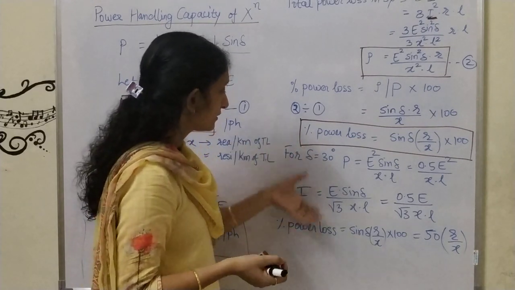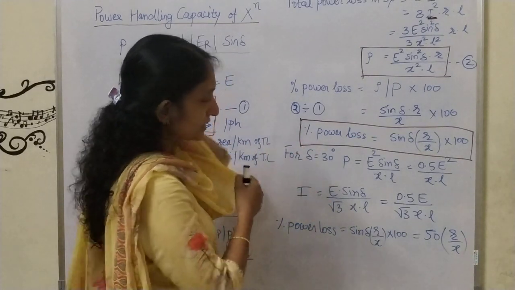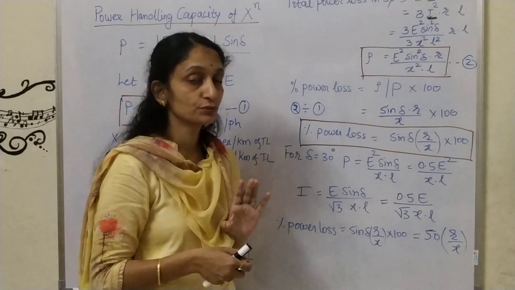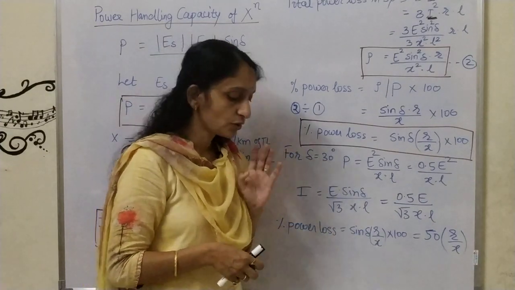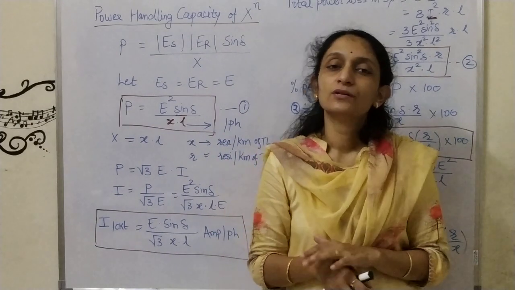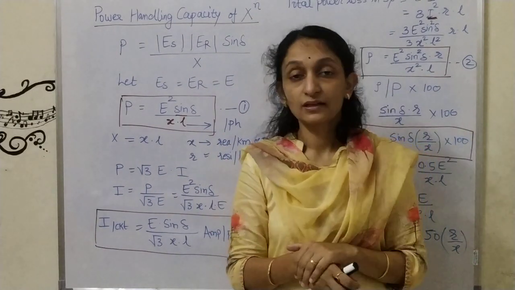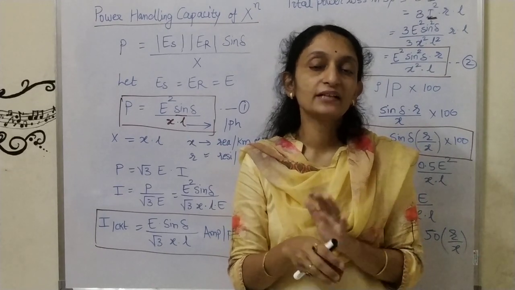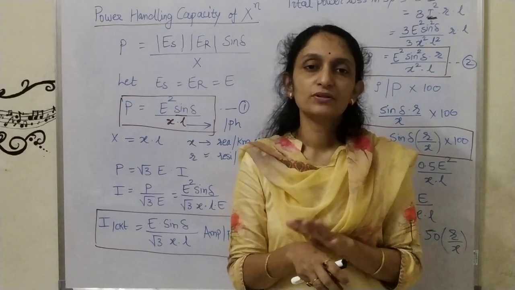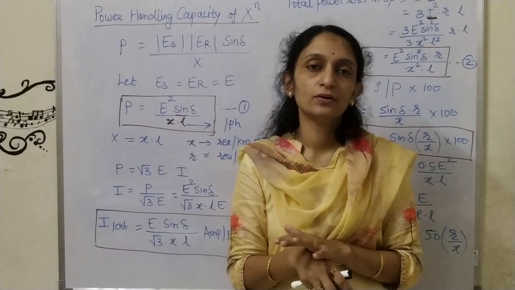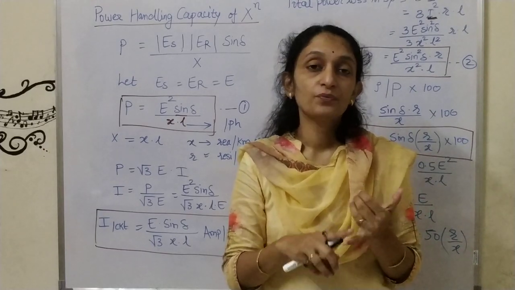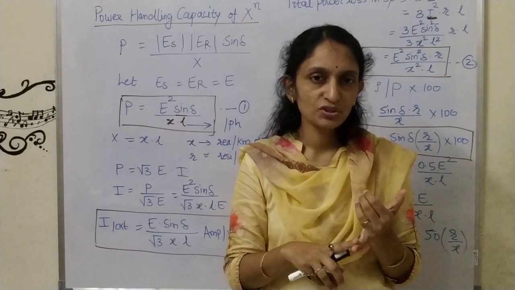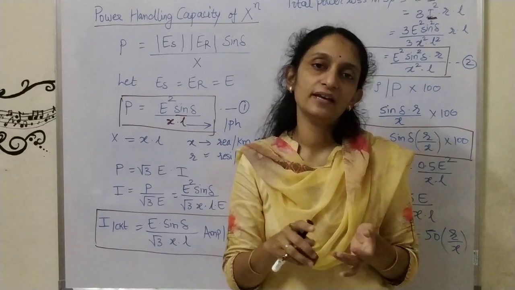These are the formulas that we have obtained by substituting delta equal to 30 degree. From this power handling capacity, in the next class we will solve numericals in tabular form. I will show you the numerical in tabular form with different voltage levels and different lengths of transmission line, and the values of R and X will be given.